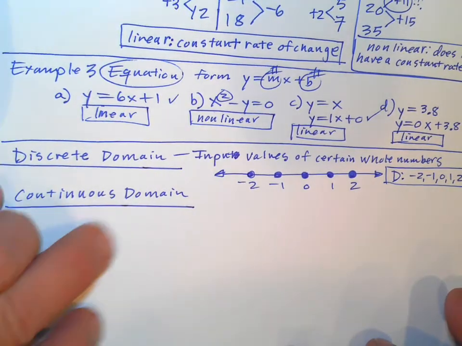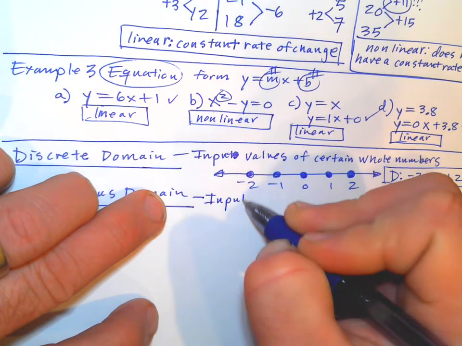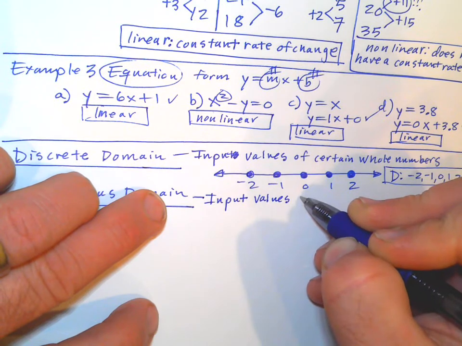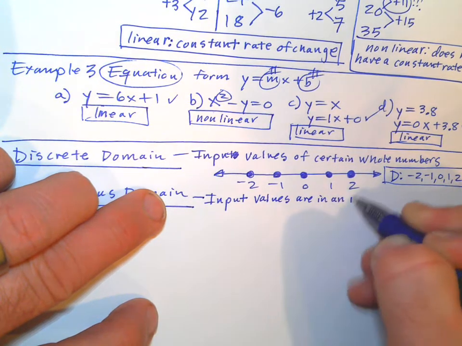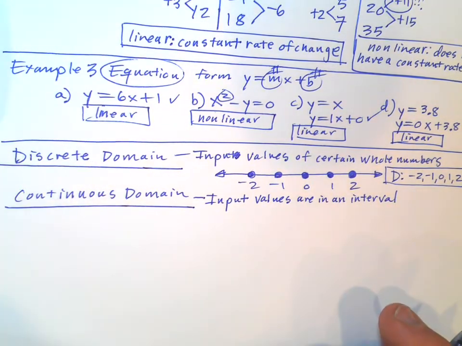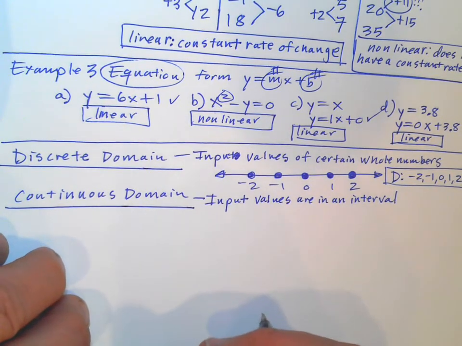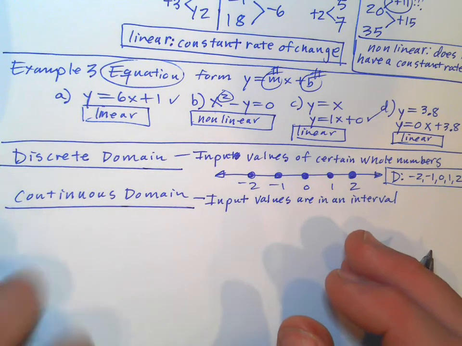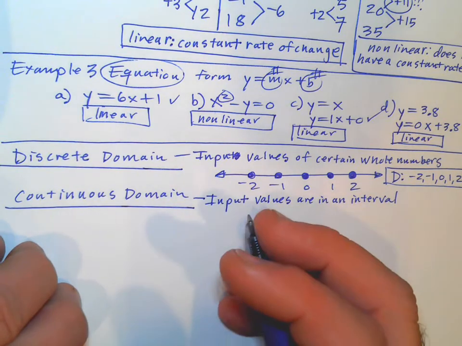Now, continuous domain is where the input values are in an interval. So that's a whole chunk of answers. So like your age, you could be 15, you could be 15 and a half, you could be 15 3/4, you could be 15.2 years old. Like you're all the ages in between, right? Like you're always decimals, fractions of an age.